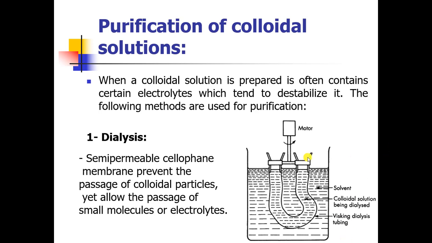And in simple words, this is the solvent, and this is the colloidal solution which is being dialyzed. Look at the colloidal solution that has been dialyzed, and this one is the dialysis tubing. So in dialysis, the semi-permeable membrane which is used is the cellophane membrane. Its main function is to prevent the passage of the colloidal particles, yet allow the passage of the small molecules or electrolytes.